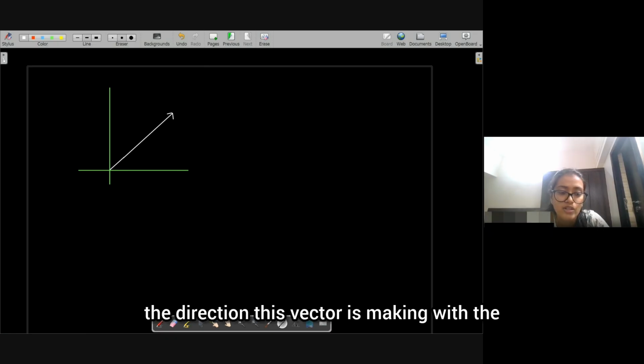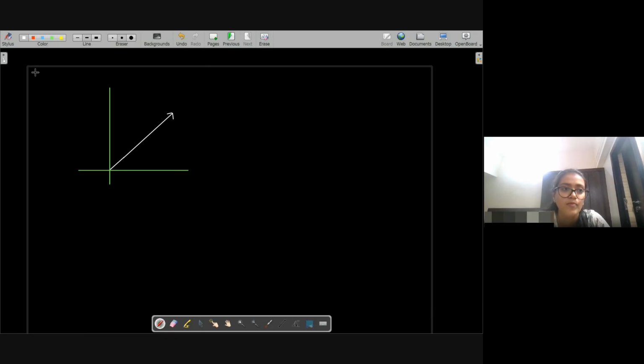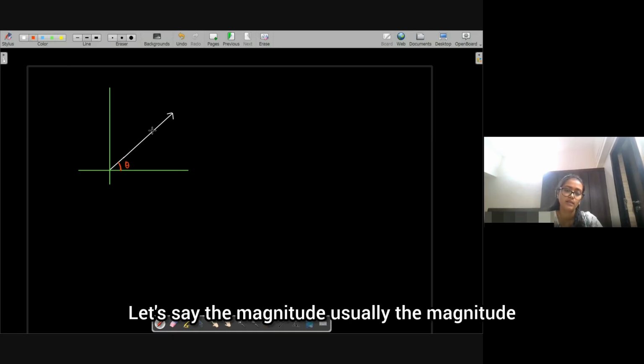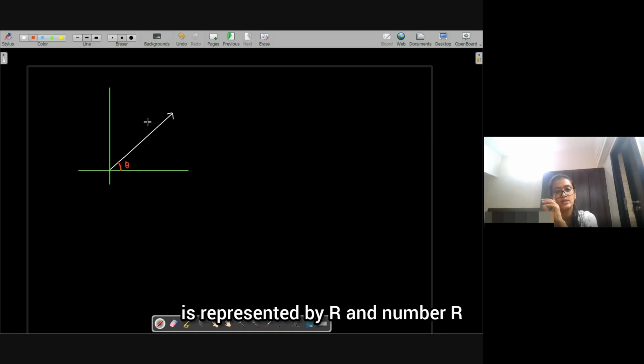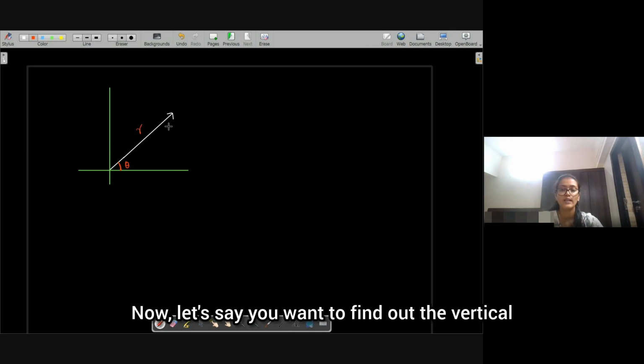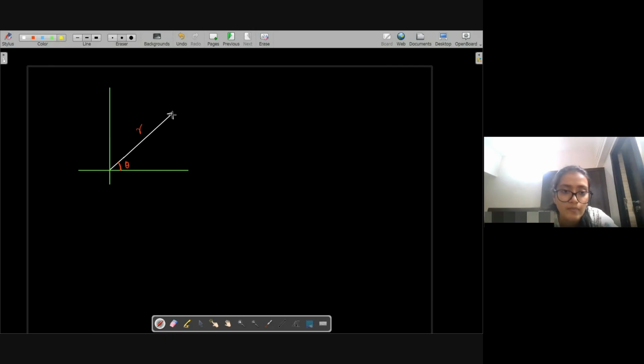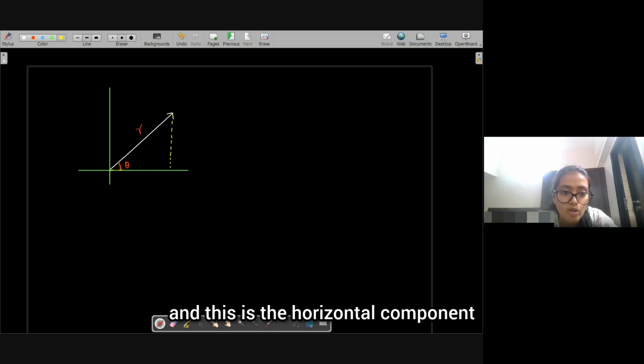The direction is the angle this vector is making with the positive x-axis. Let's say this angle is theta. And you know the magnitude. Usually the magnitude is represented by r, a number r. Now let's say you want to find out the vertical and horizontal components. This will be the vertical component and this is the horizontal component.